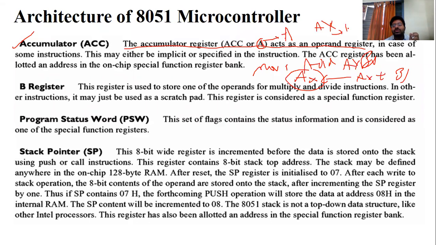AX, again, you can use it as AH and AL. So 8 bits lower order and 8 bits higher order. H for higher order, L for lower order. AX is the 16-bit register. So simply, you are using A, or add A comma B. Here we're using add A comma B. So B is one of the registers to store one of the operands for the multiply and divide instructions.